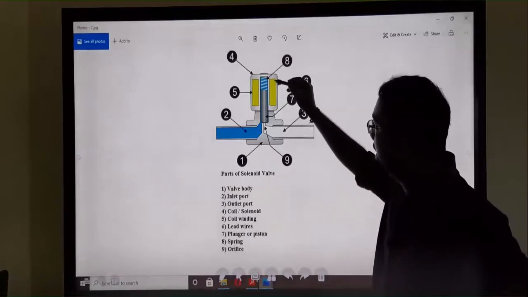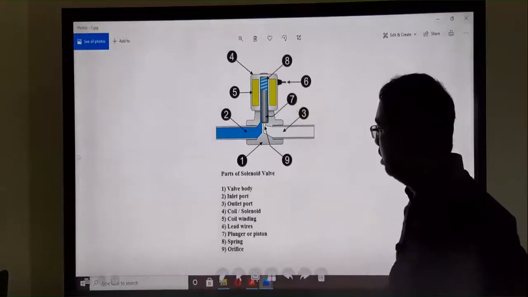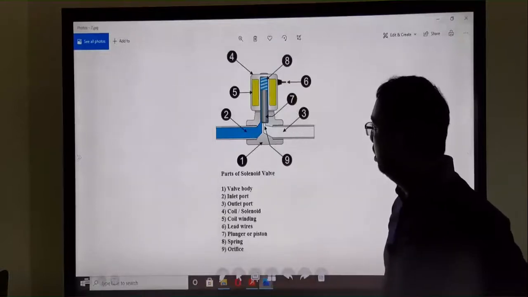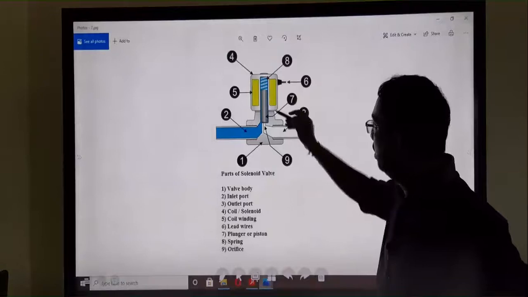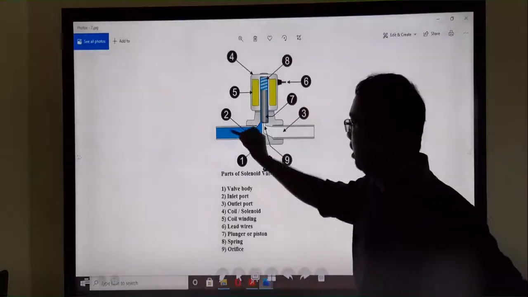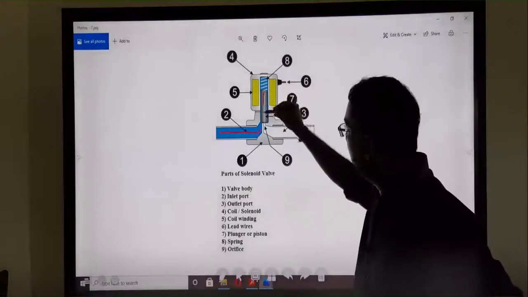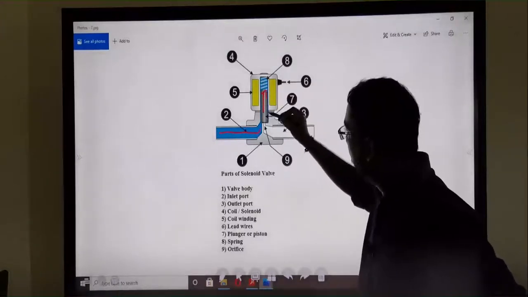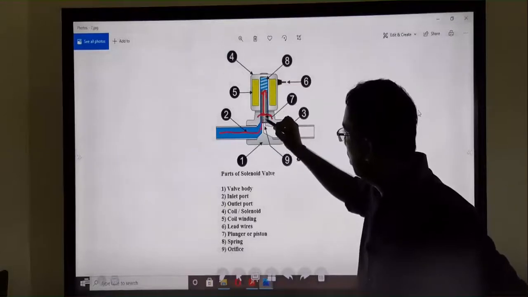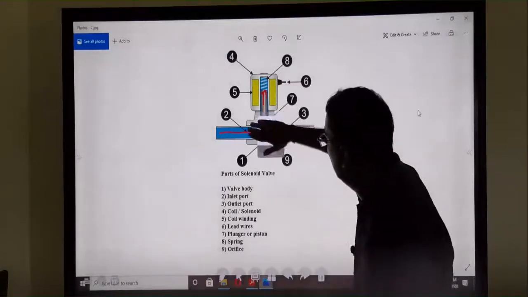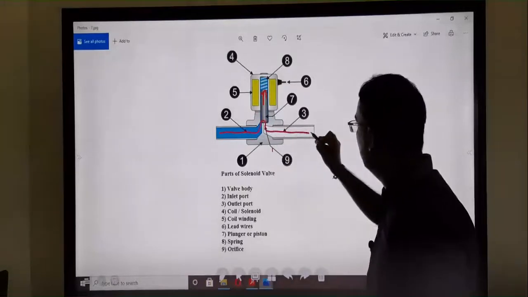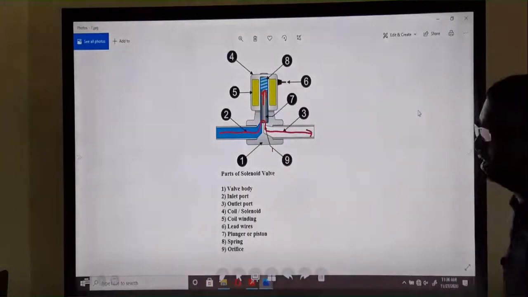You can see the yellow color is the coil winding. This is the inlet port and the outlet port. There is a plunger or piston here. Now this piston closes this path. When this piston is moved upwards, there is a cavity. So the fuel comes like this, and at that time this way is open.